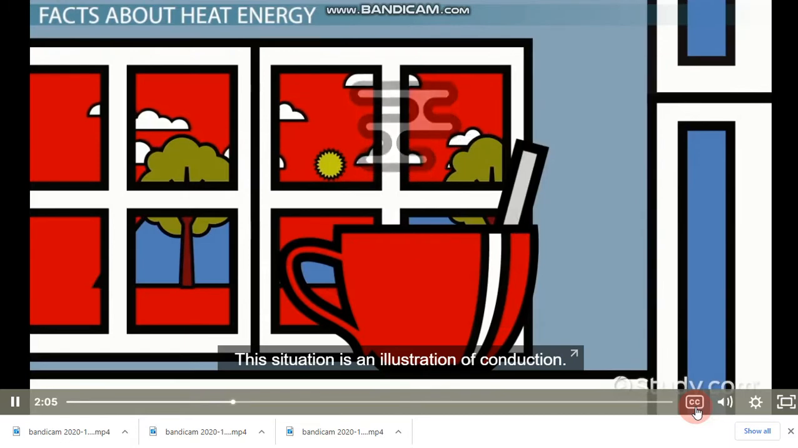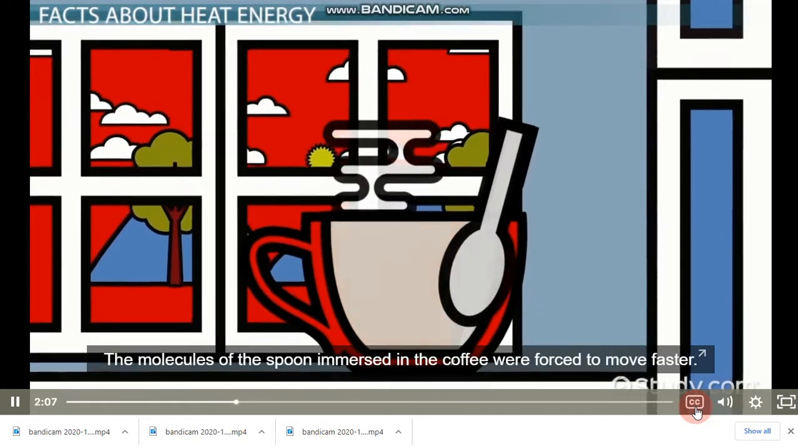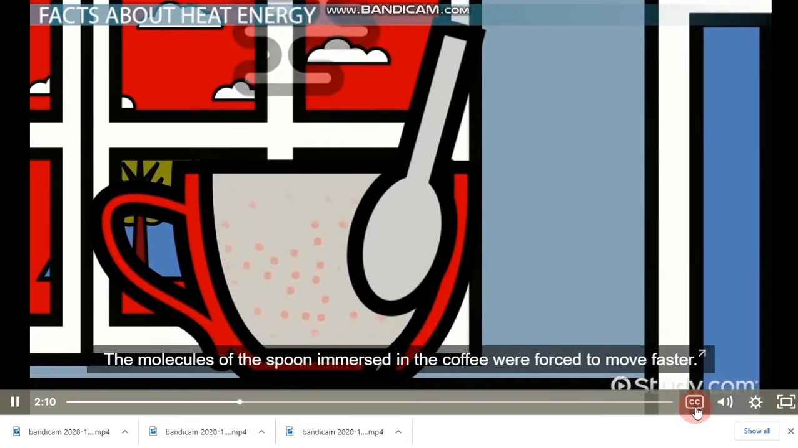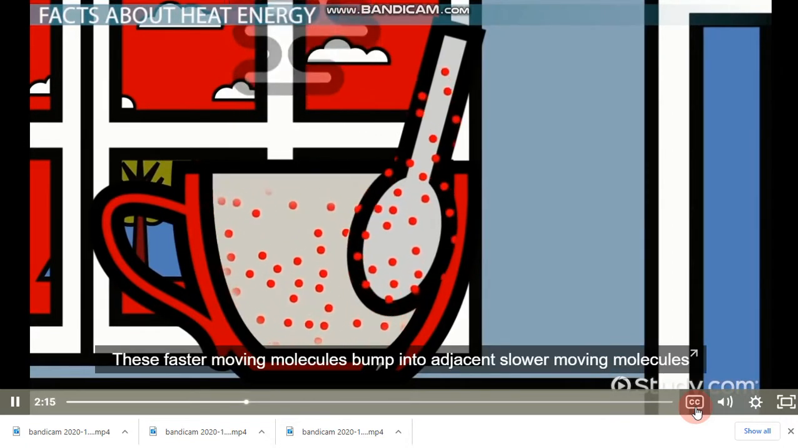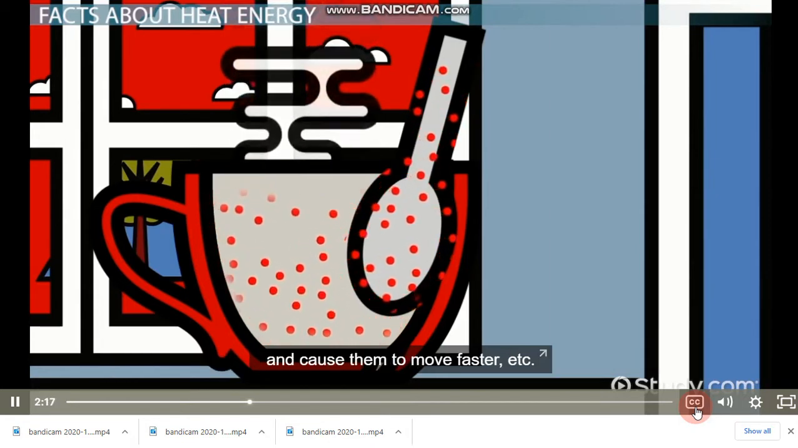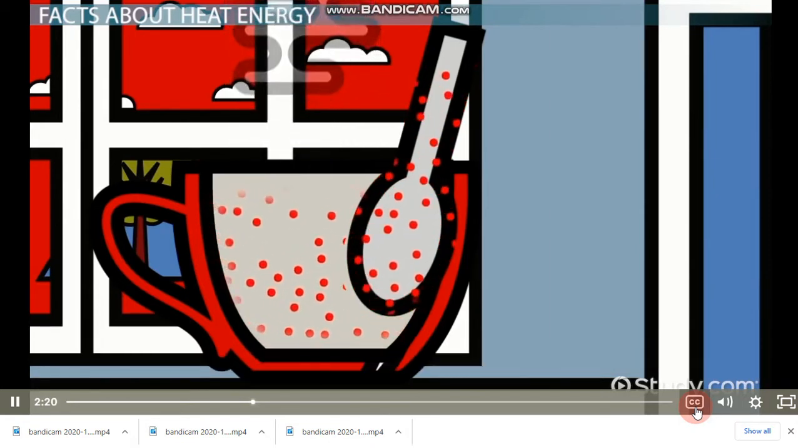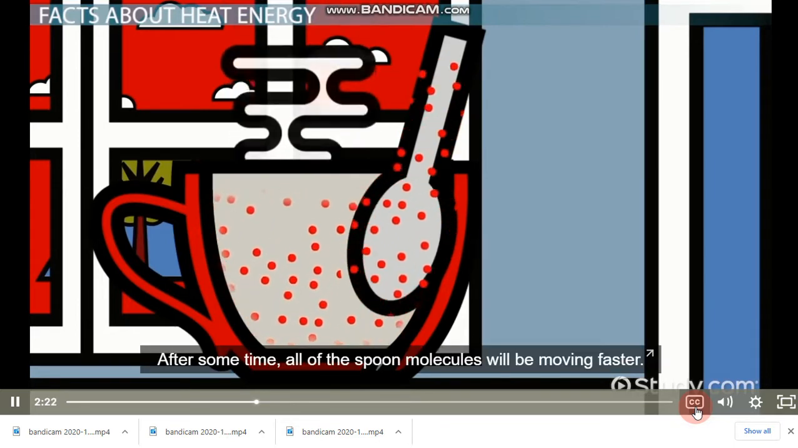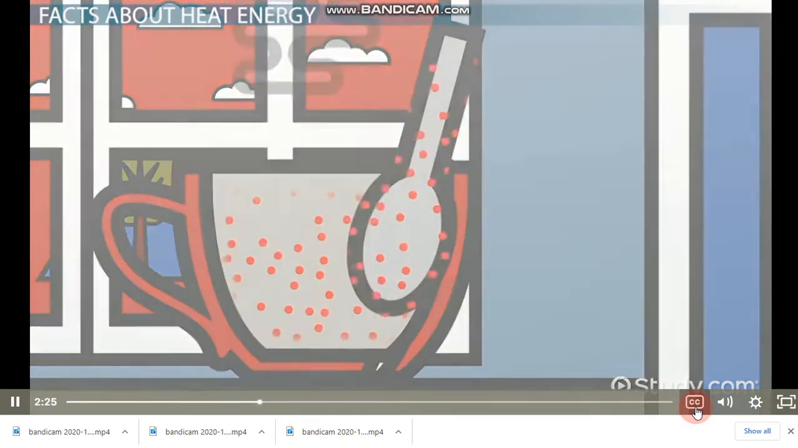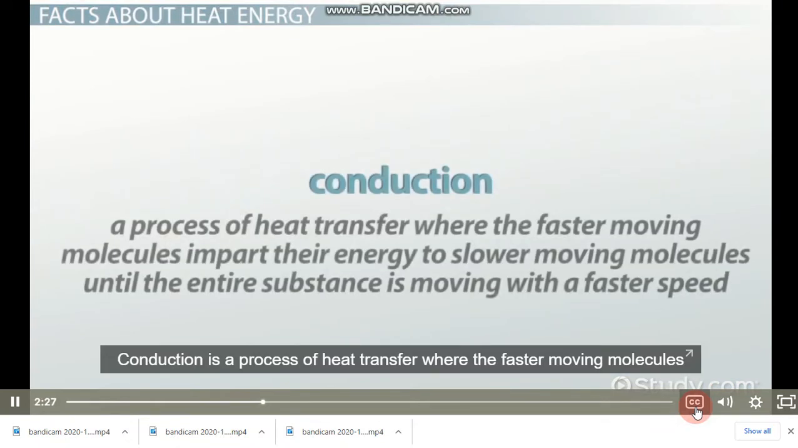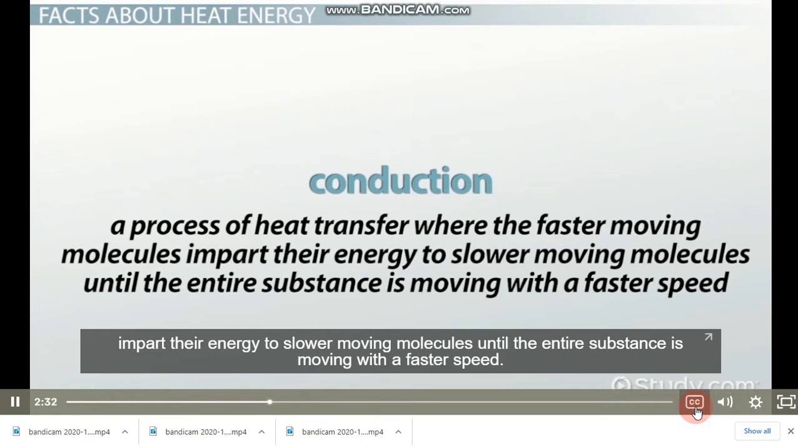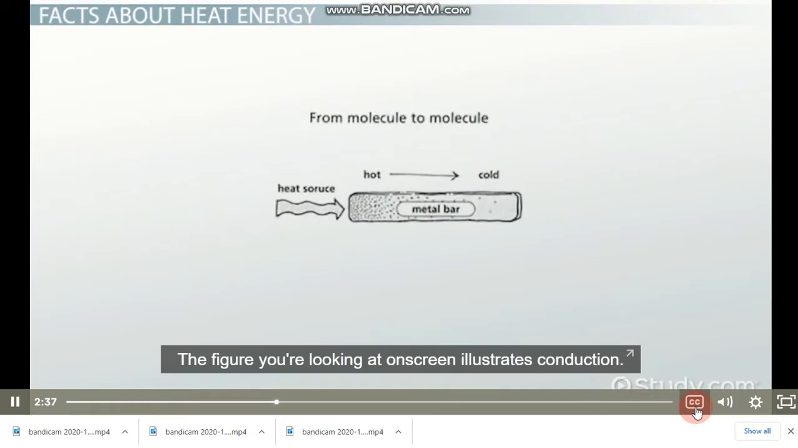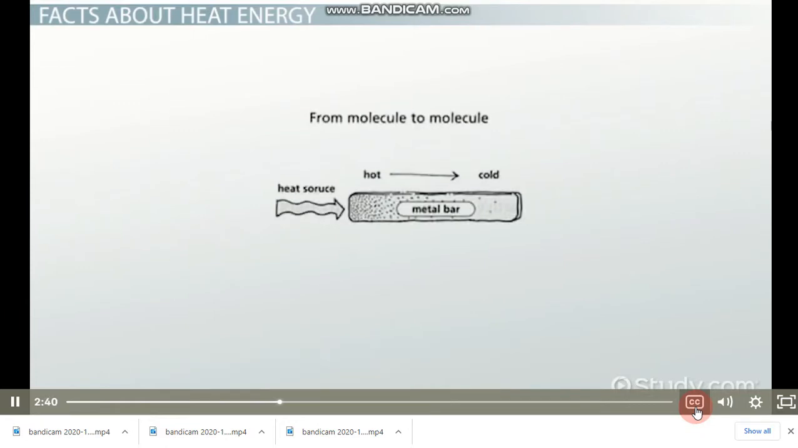This situation is an illustration of conduction. The molecules of the spoon immersed in the coffee were forced to move faster. These faster-moving molecules bump into adjacent, slower-moving molecules and cause them to move faster, etc. After some time, all of the spoon molecules will be moving faster. Conduction is a process of heat transfer where the faster-moving molecules impart their energy to slower-moving molecules until the entire substance is moving with a faster speed. The figure you're looking at on screen illustrates conduction.